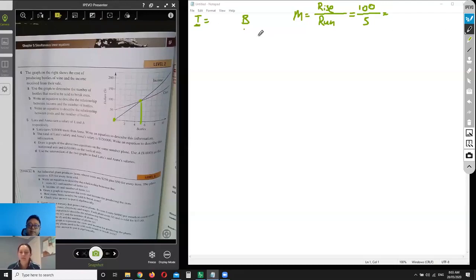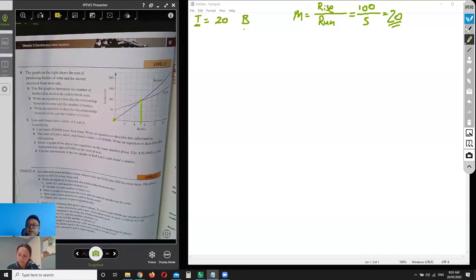Yep. So what does that tell us? What's that represent? The income equals, it costs $20 for each bottle. Bingo. Yes, that's what I was looking for. What does the gradient tell us? Well, it tells us that each bottle is $20. Then you go, 20 times B.